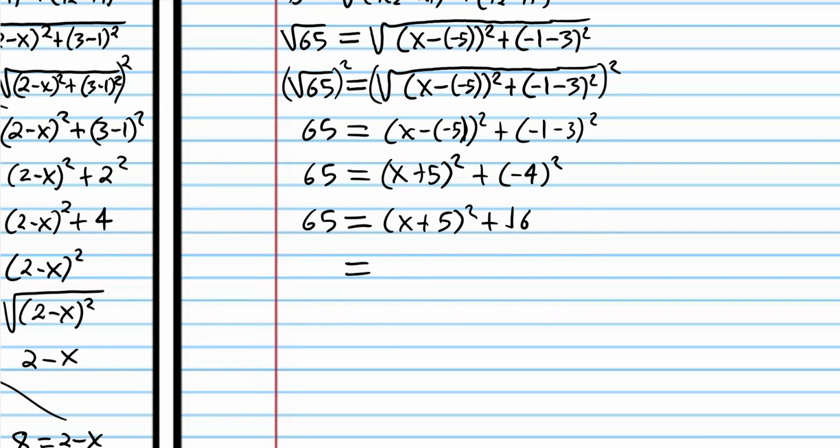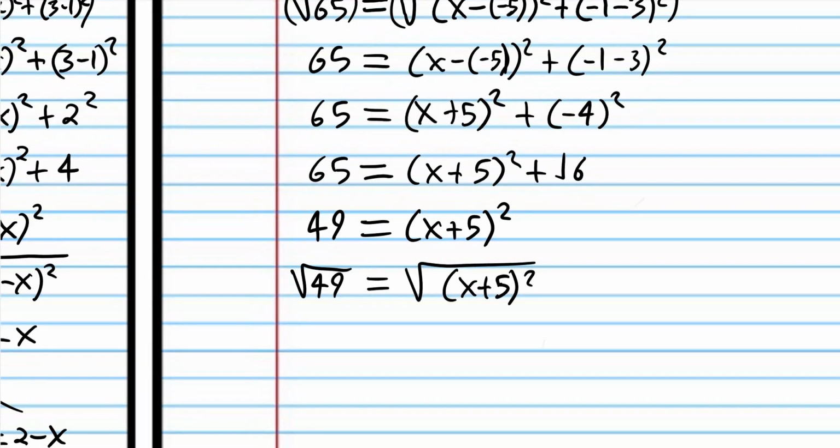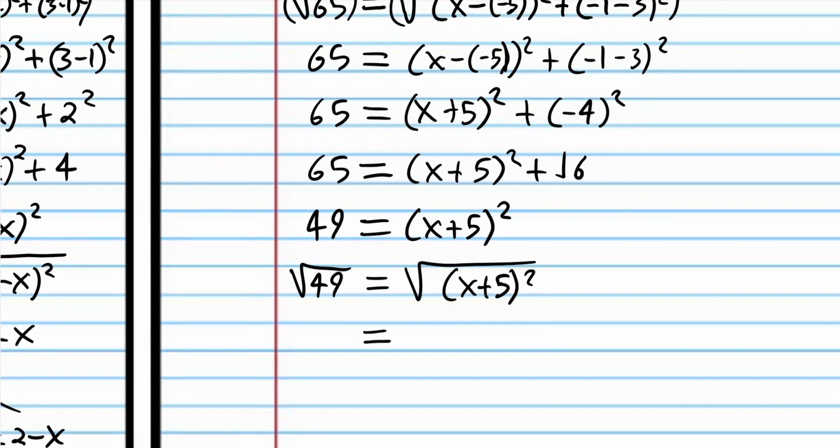Subtract 16 from both sides, and you get 49. So we isolated the square, and now we want to square root both sides to get rid of that square, because we can't find x unless we get rid of that square. And then whenever you square root, remember you have to put a plus or minus sign.